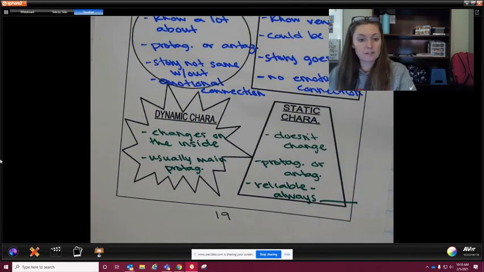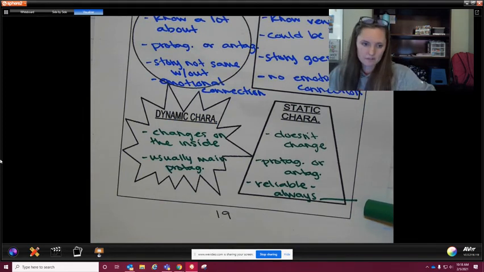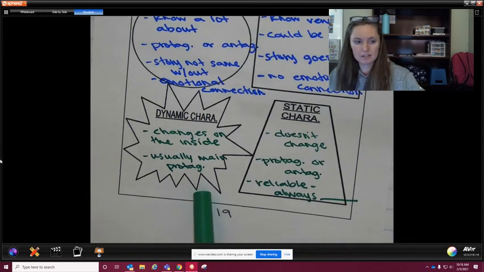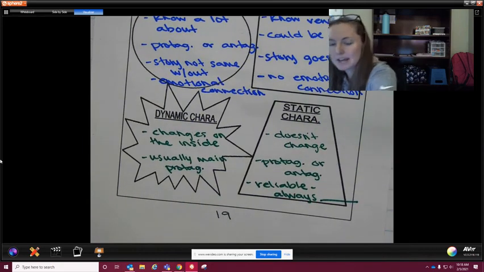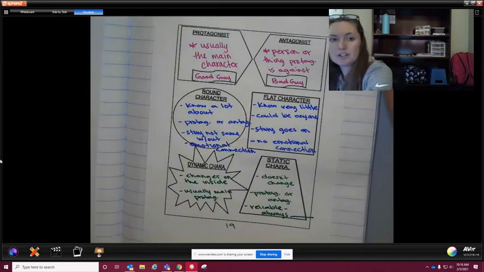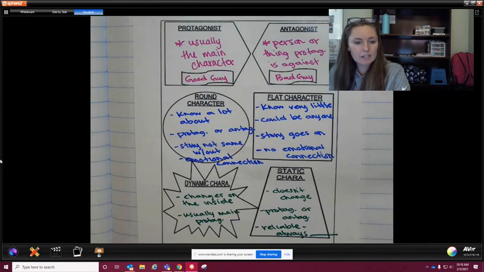Think about the Marvel ones. A lot of those antagonists are static characters because they're always going to be against whatever the protagonist is doing. They're always going to be that. So these two things are also opposite. Okay, so these are different types of characters, and now that you know these, you're going to start to see them in different pieces that you are reading. And I want you to think about that.